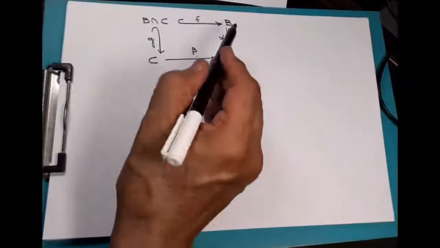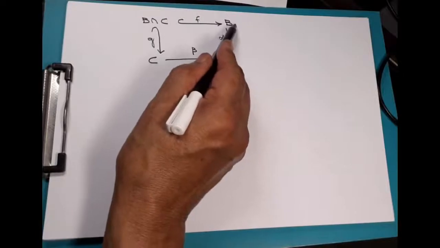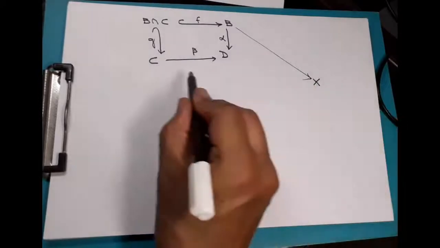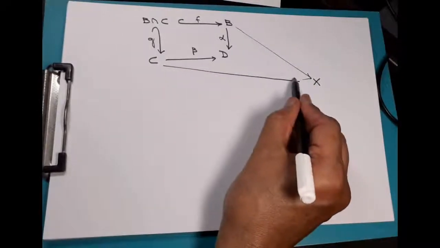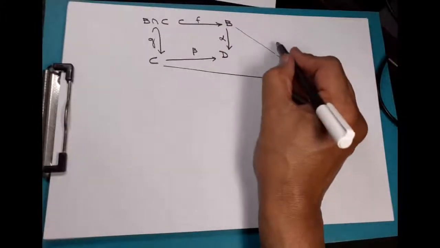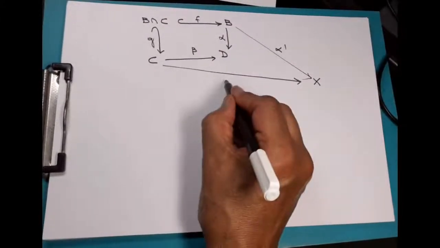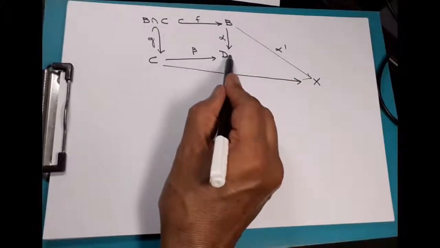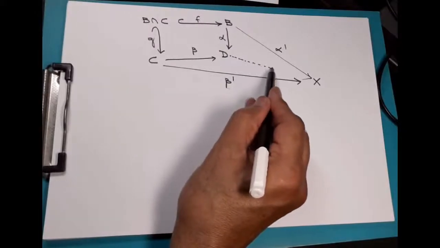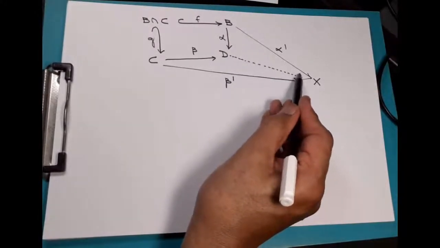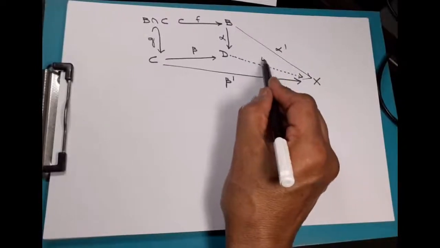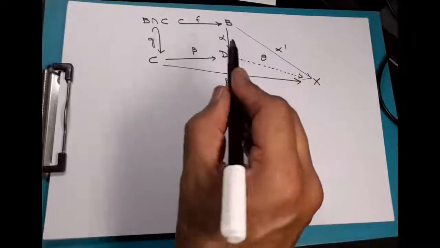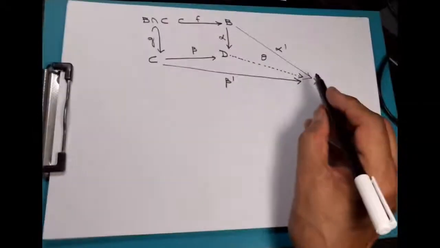And if there are module homomorphisms from B to X and from C to X, this is alpha dash and this is beta dash, then we have to prove that there exists a unique module homomorphism from D to X, theta, such that theta composed with alpha is equal to alpha dash and theta composed with beta is equal to beta dash.